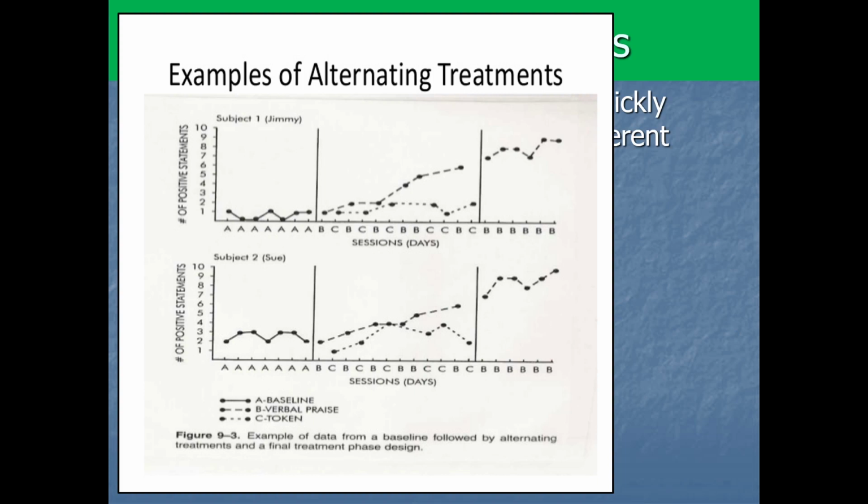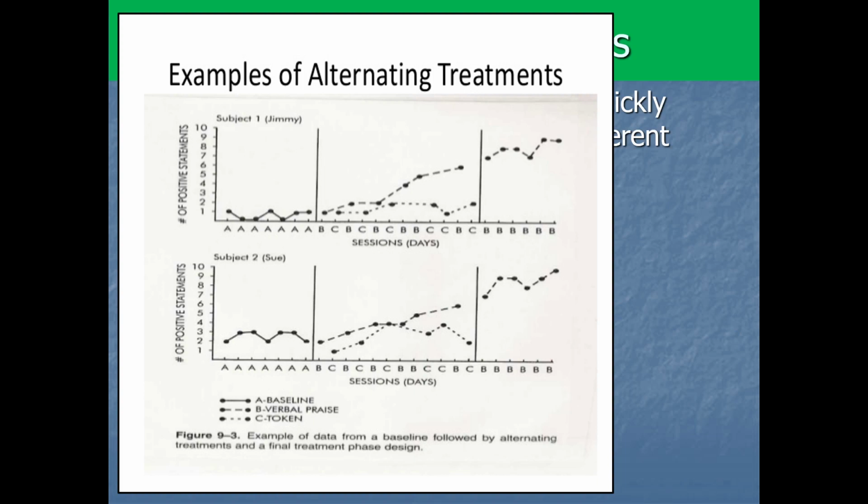That's the behavior of interest, something we want to increase using one of a couple interventions we might try. But we don't know which intervention will work better. Maybe it's verbal praise for each positive statement. Maybe that's the best way to get them to make more positive statements. Or maybe using a token economy.